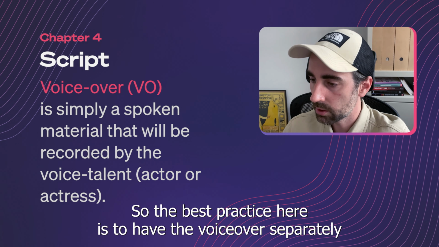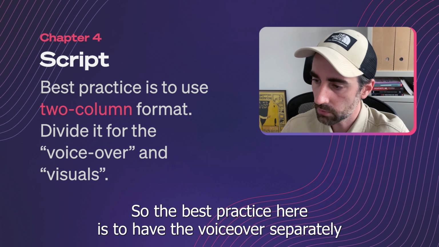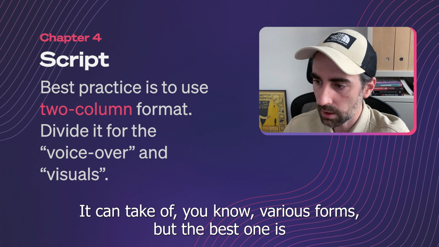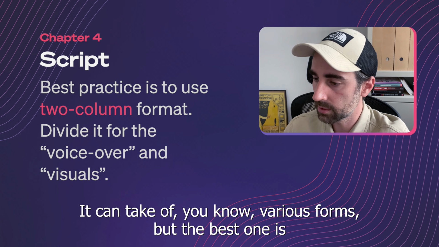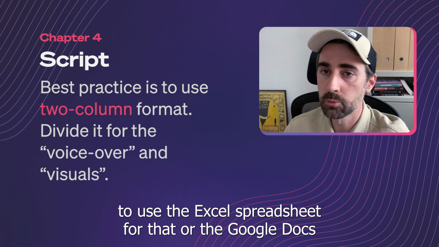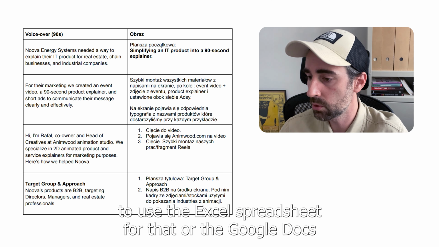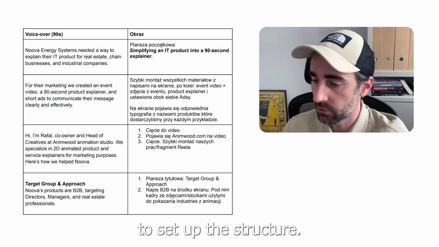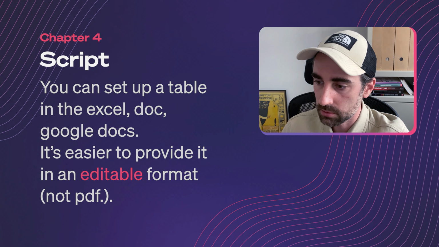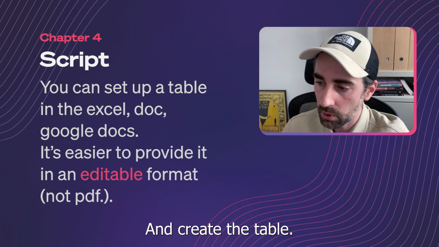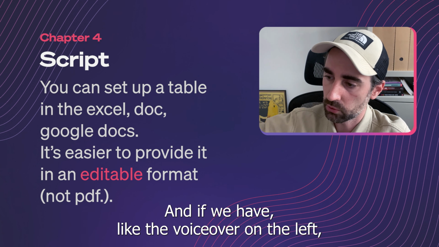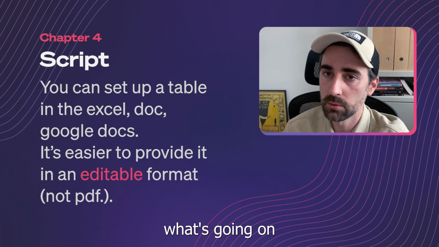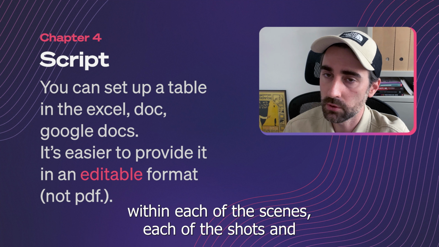So the best practice here is to actually have the voiceover separately and the picture description separately. It can take various forms, but the best one is to use an Excel spreadsheet, or Google Docs or Word to set up the structure and create the table. If we have the voiceover on the left, we can have the picture description on the right, and it's very easy to understand what's going on within each of the scenes, each of the shots.